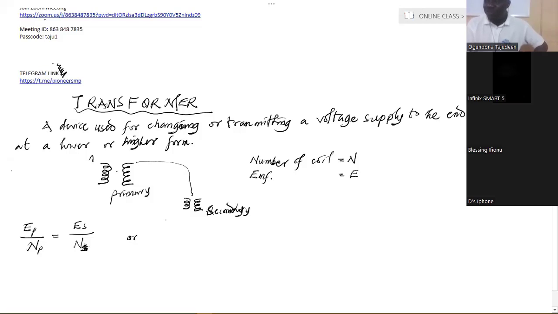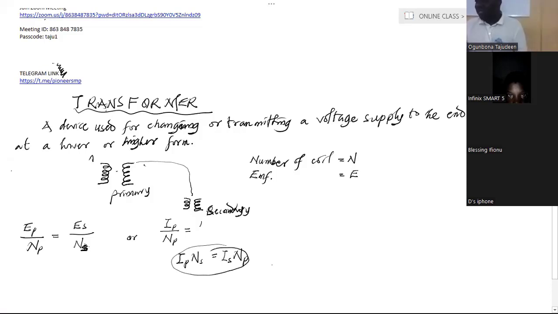Or if you don't use that, if you use I, the current of the primary, now in this case it will be direct like that, over number of primary coils equals the number, now it will be vice versa in this case. We have IP NP equals IS NS in terms of current. So this is the little I can say about this.